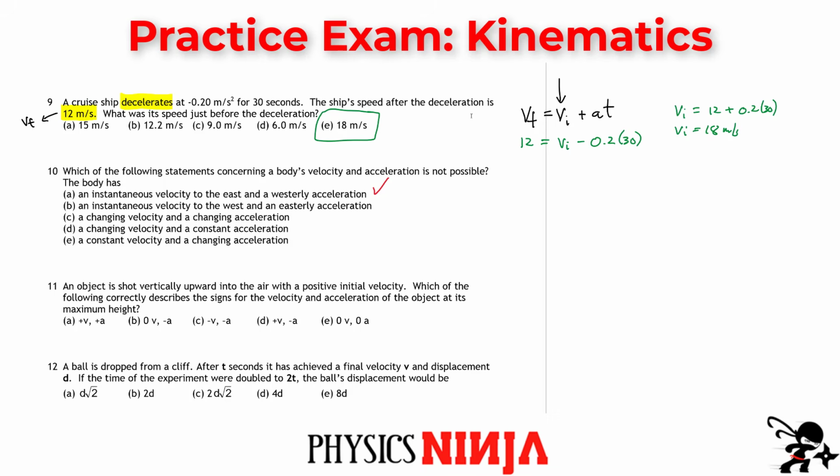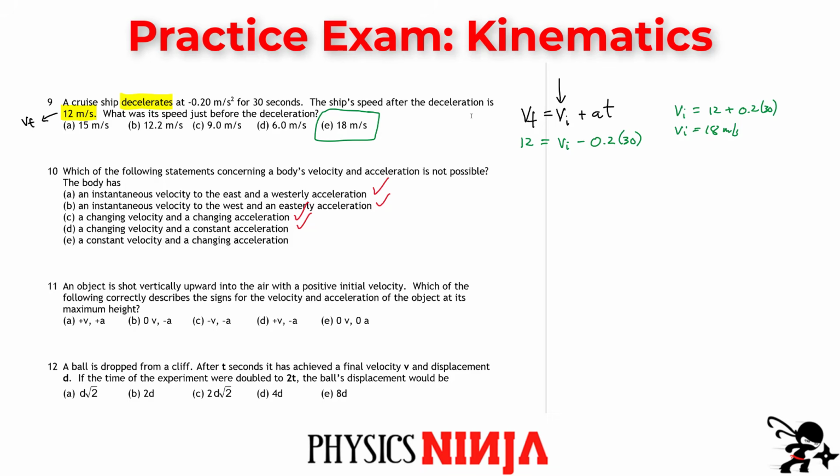Sure, this would mean you're just slowing down when you're moving in the opposite direction. Can you have a changing velocity and a changing acceleration? There's nothing that stops you from doing that. A changing velocity and a constant acceleration. Can you have that? Yeah, that happens all the time. For example, in free fall, the acceleration is constant and the velocity changes.